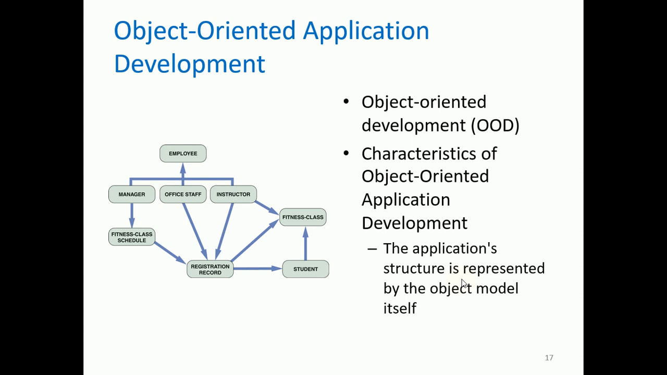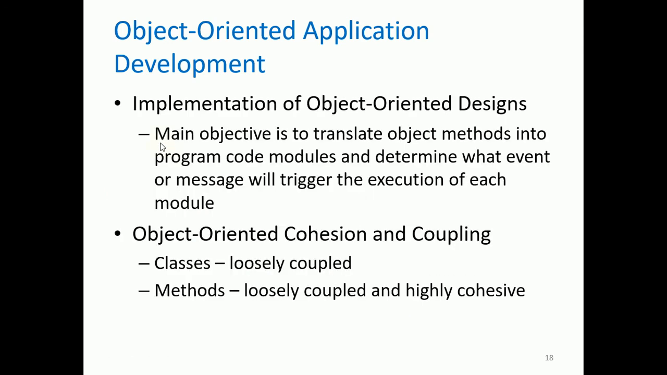Okay, so we have the structured application development by using structure charts. We have another one, the object-oriented application development, or OOD. The characteristic of object-oriented application development is that the application's structure is represented by the object model itself. As you can remember, we have this object relationship diagram. For implementation of object-oriented designs, the main objective is to translate object methods into program code modules and determine what event or message will trigger the execution of its module. In relation to object-oriented cohesion and coupling, the classes are loosely coupled, and the methods are also loosely coupled and highly cohesive.